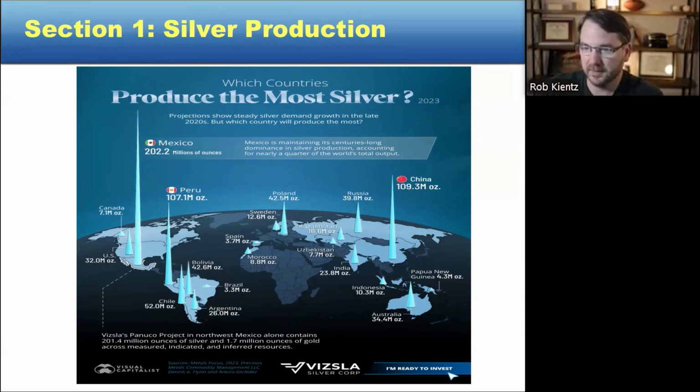If you look over there on the left of Mexico, you'll see the US pulling in at 32 million, Canada at 7.1. Russia over here by China is doing almost 40, Australia 34.